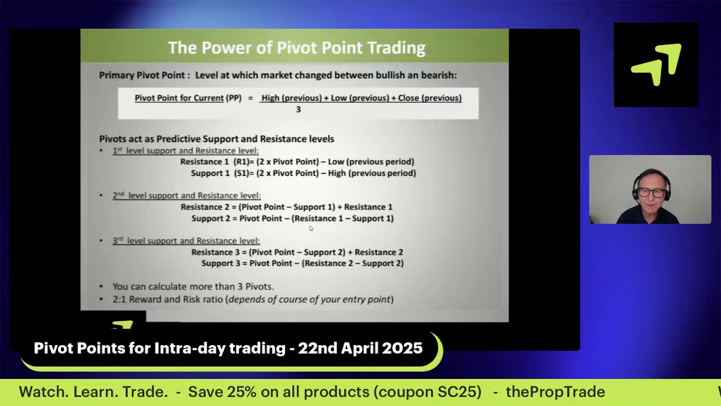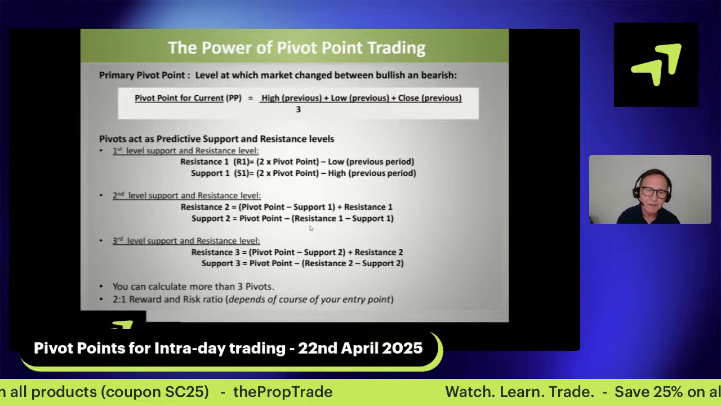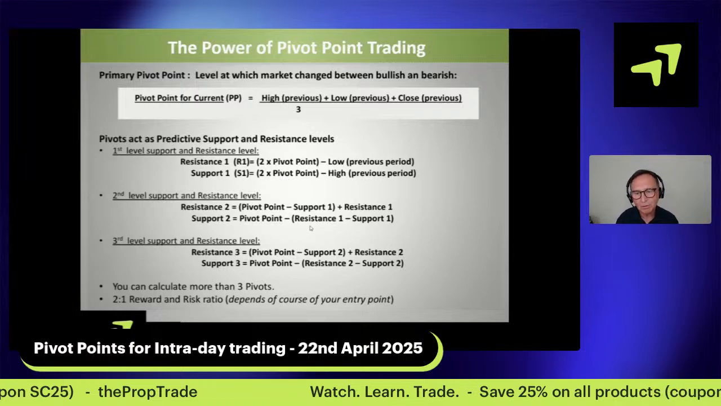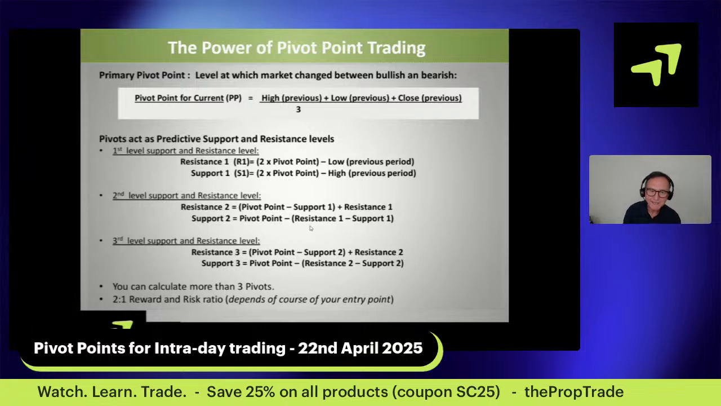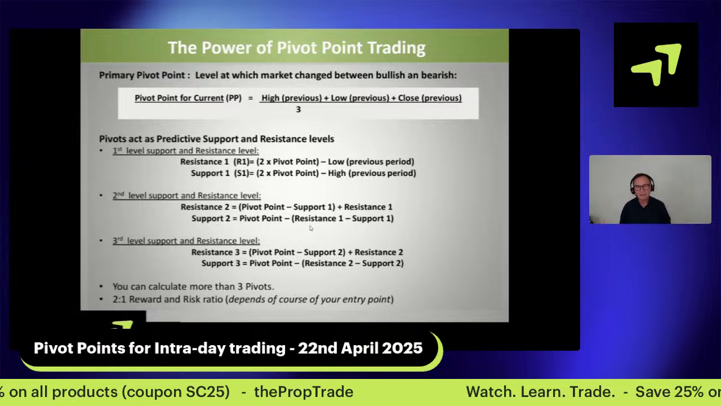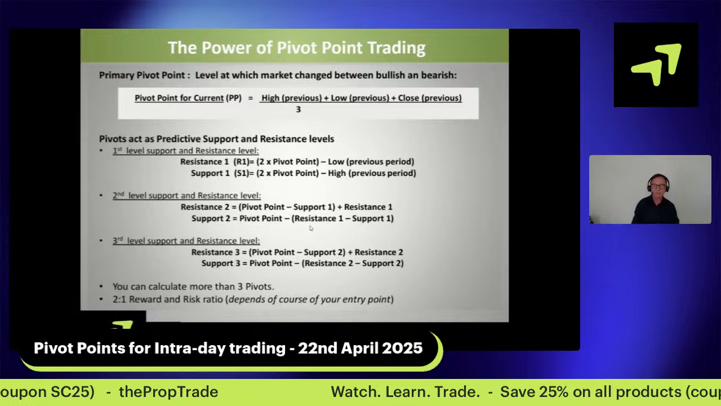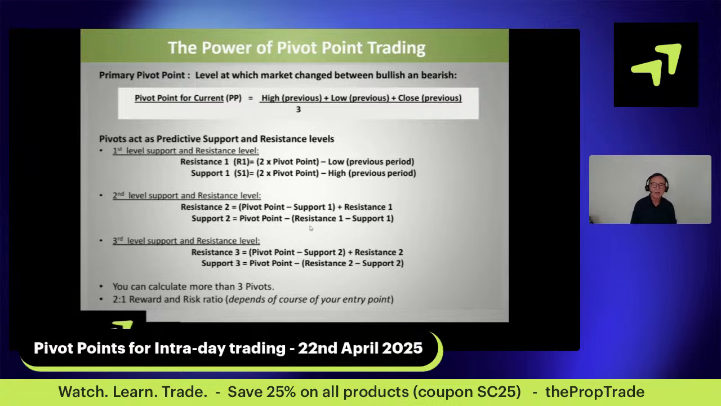So again, the maths involved: it's twice the pivot point minus the low of the previous period that gives you R1. For support S1, again, twice the pivot point minus the high of the previous period gives you S1. Again, very, very simple, isn't it? So that's what you might expect, and they're the key levels. They're the ones that get touched the most.